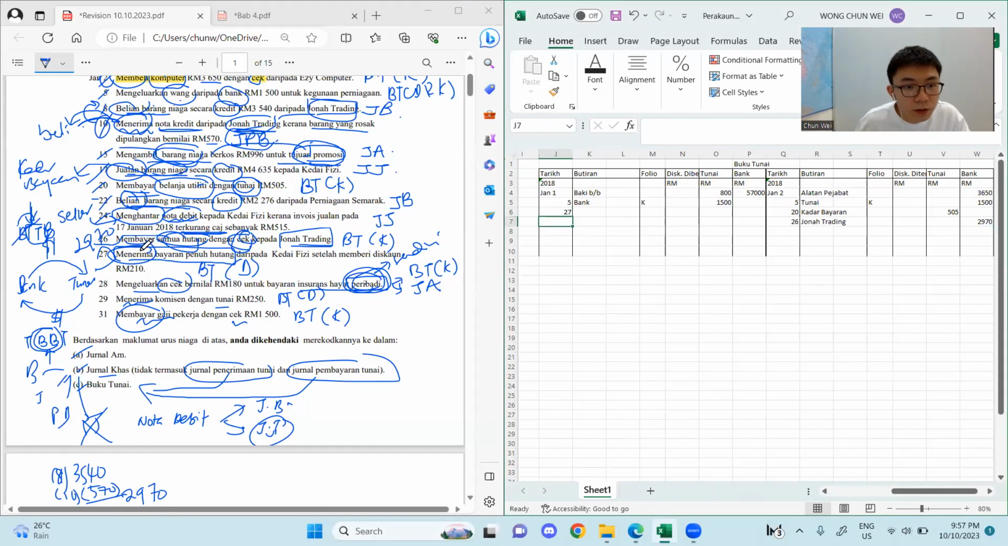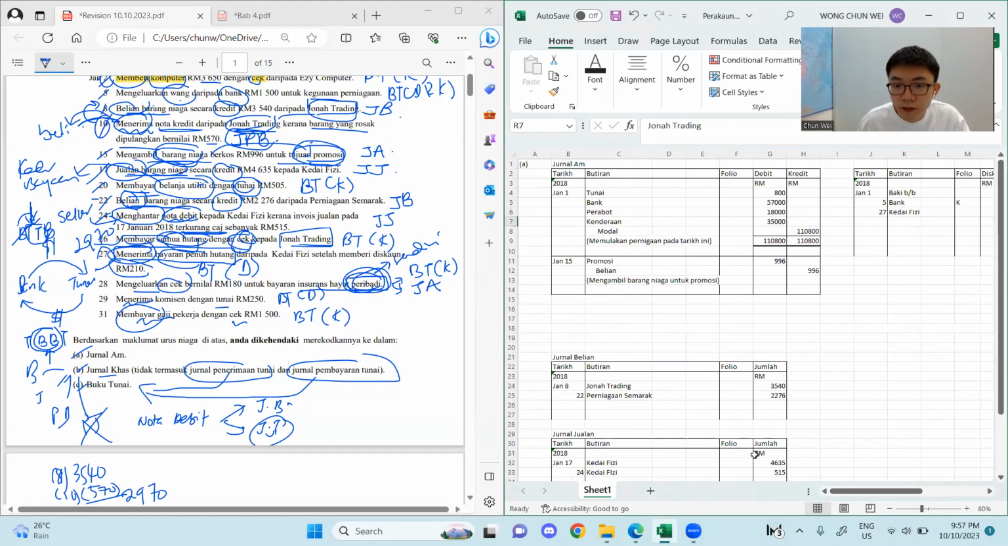Okay, you menerima bayaran, same thing, penuh hutang daripada kedai fizik setara memberi discount 210. So, you beri discount 210. So, discount diberi here, 210 right there. So, this is to siapa lah? Kedai fizik. So, same thing like what you did for Jonah Trading.